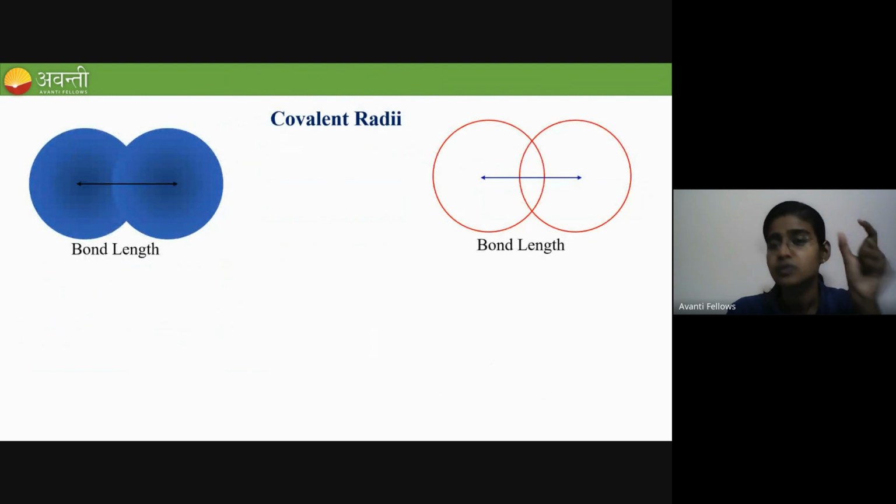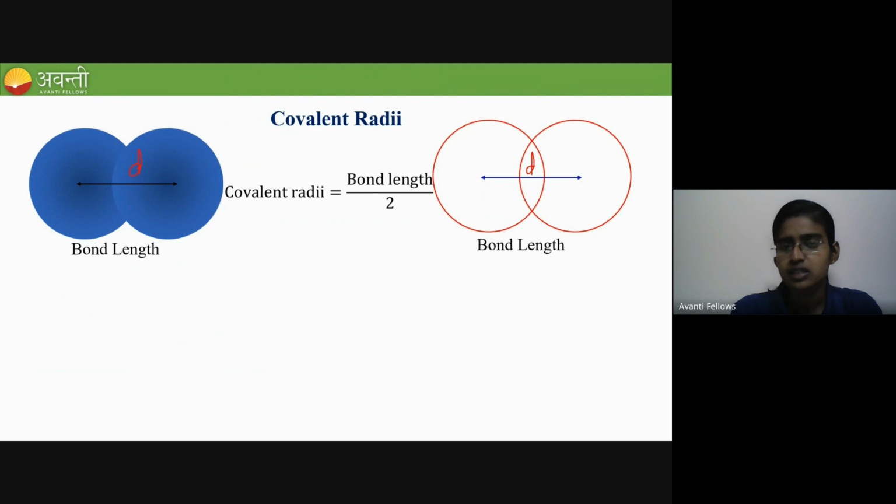The distance between the two nuclei of covalently bonded atoms is called the internuclear distance, and it is denoted by the letter D. That D is also called the bond length, and that bond length, or internuclear distance D, divided by 2 gives us the covalent radius. So basically the internuclear distance and bond length are equal. This is the point we are getting from this.